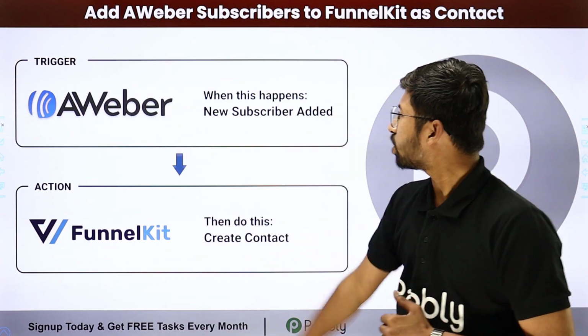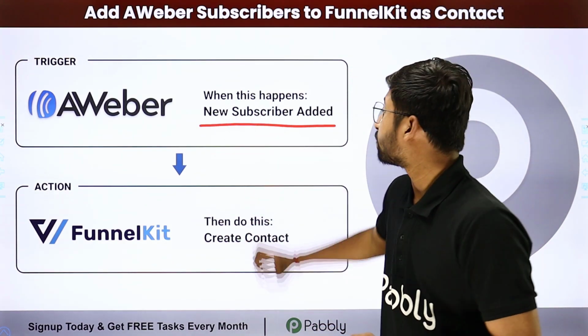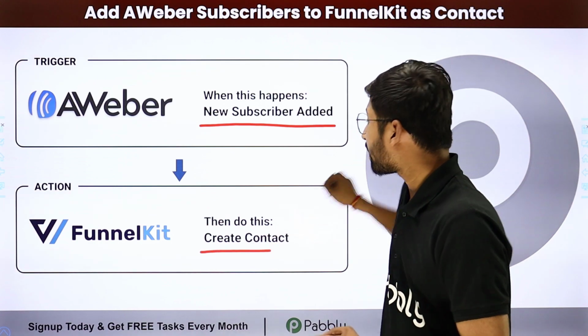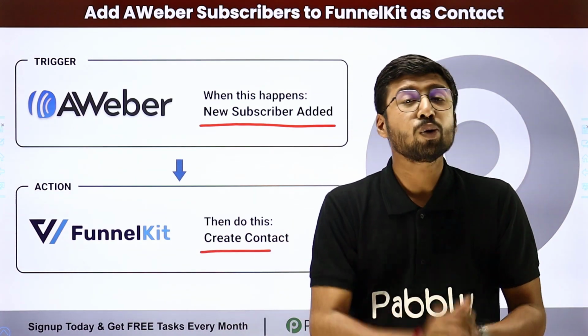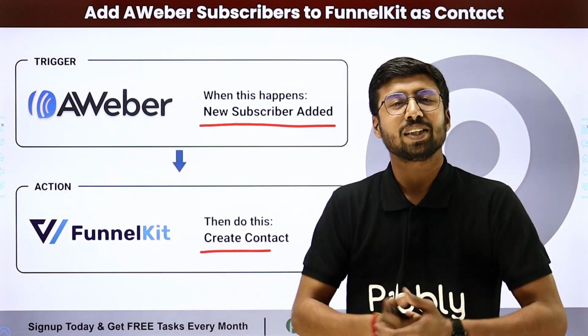So in this automation, just by adding a new subscriber in AWeber with the same details, that subscriber will be added as a contact in FunnelKit. Now, if you want to know how you can set up this kind of automation, for that you just have to come with me to my screen.